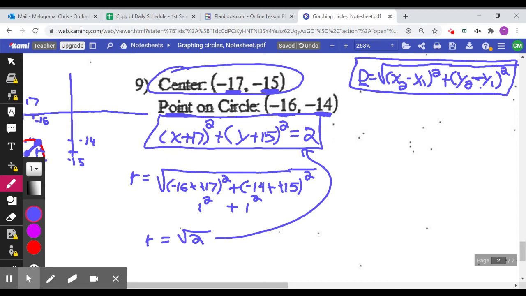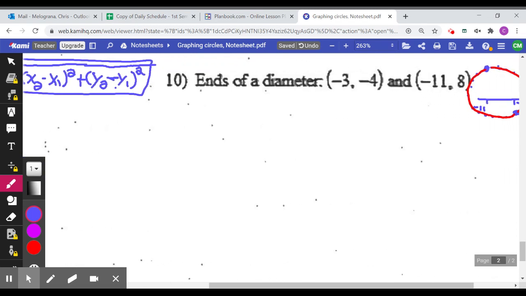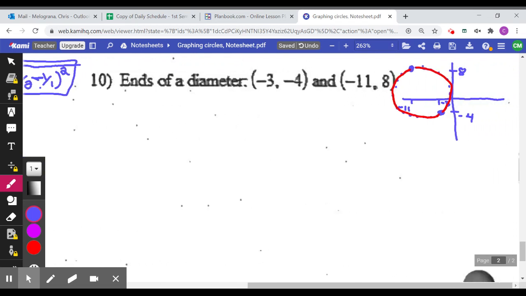Now, when I move over to number 10, we're going to kind of add another step. Now, number 10, it doesn't give me the center, nor does it give me the radius. It gives me the endpoints of a diameter. And I have these 2 points, -3, -4, which is right here. And then it gives me the other endpoint of the diameter, -11, 8, which is right up here.